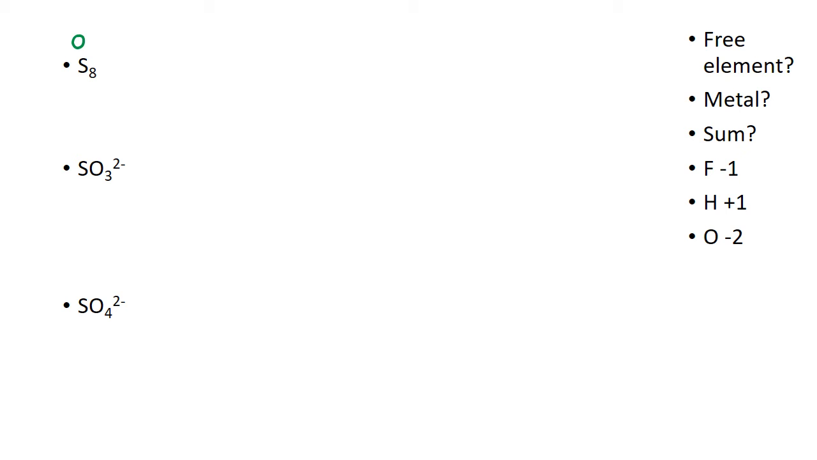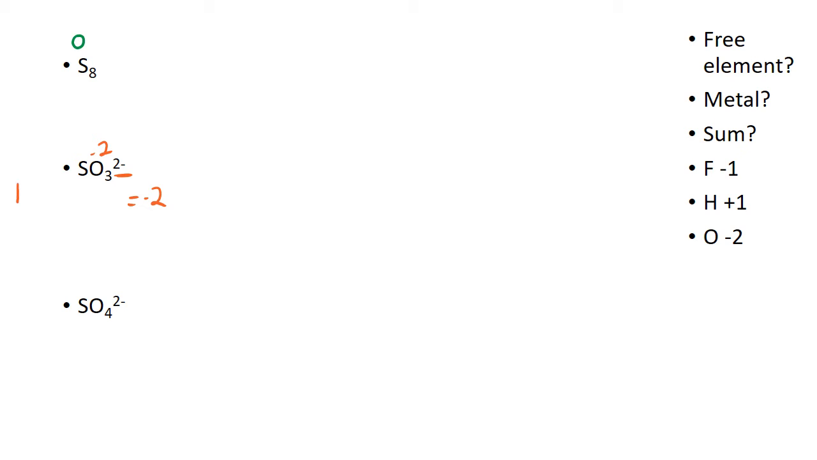Next one, SO3 with a -2 charge. This is the sulfite ion. Free element? Nope. Metal? Nope. When I add them together, remember that equals the charge on the molecule. In this case, it's a -2. Do I have any special rules? I know oxygen likes to be -2.